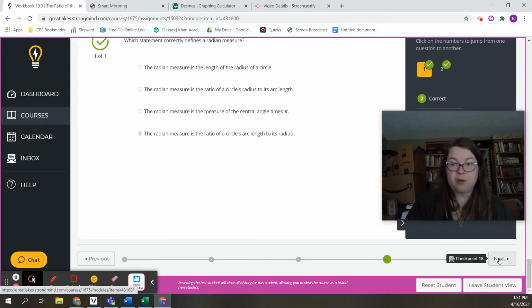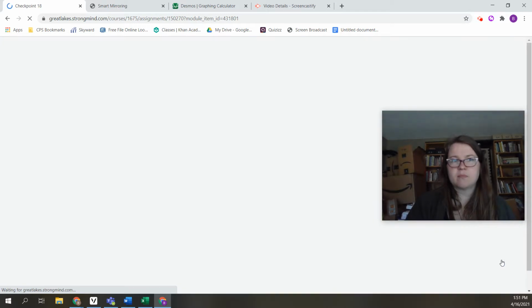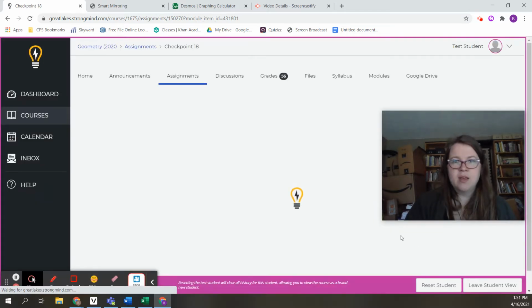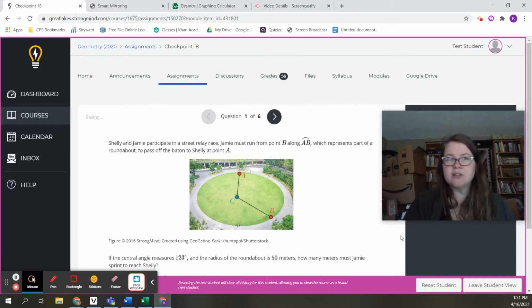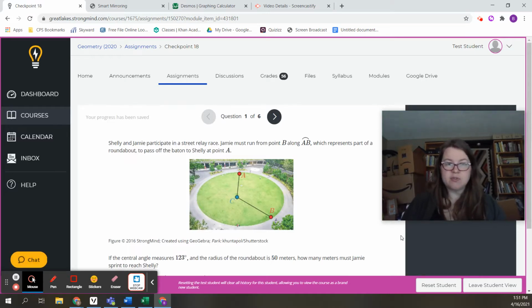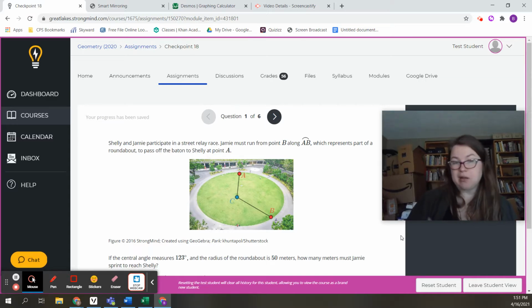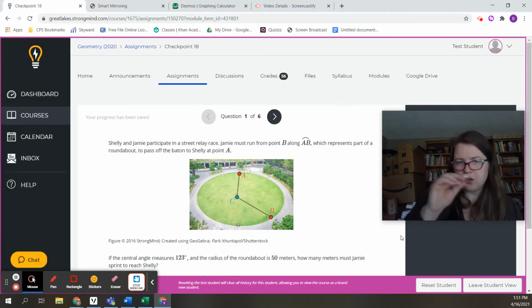Woohoo. Okay, checkpoint. Okay, here is checkpoint 18. Notice there are 6 questions to this one, and the first one starts with a modeling problem with arc length. Shelly and Jamie are trying to get around. Jamie has to get to Shelly going along that.